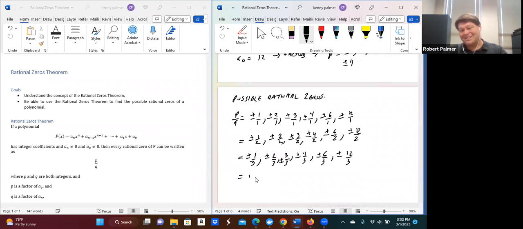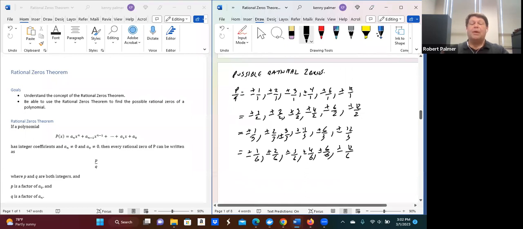So now divide all these by 6. So plus or minus 1/6, plus or minus 2/6, plus or minus 3/6, plus or minus 4/6, plus or minus 6/6, plus or minus 12/6. Okay, now that's a lot. Once again, as I said before, many of those will reduce, some of those repeating, like 2 over 2 is 1, and 3 over 3 is 1, 6 over 6 is 1. But still, that's a lot, okay?